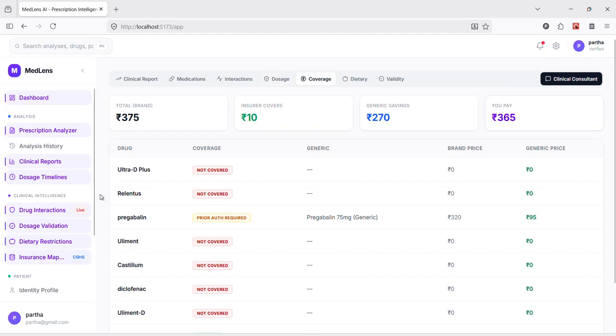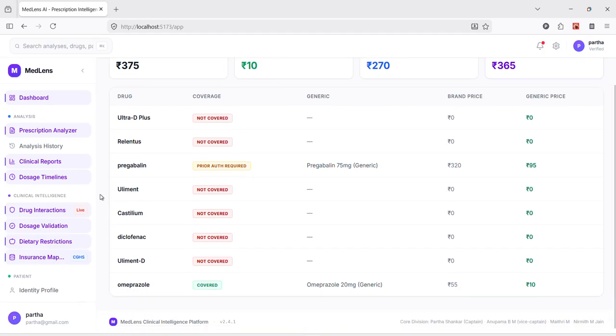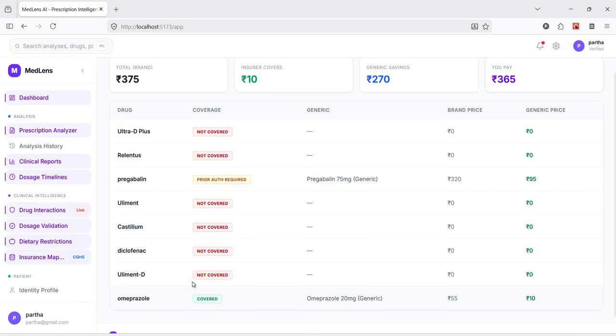Coverage tells us if the drugs that we have already bought can be reimbursed by our health insurance provider. Currently, the health insurance provider that we have implemented is PMJ. So in PMJ, omeprazole is the only drug that can be covered and reimbursed.